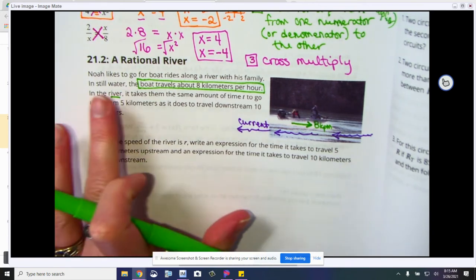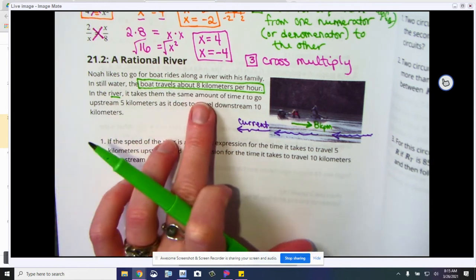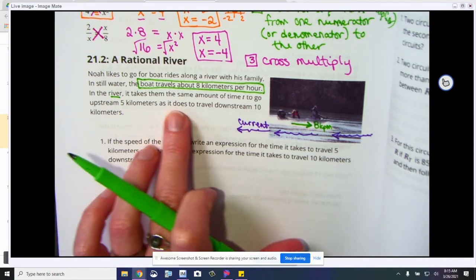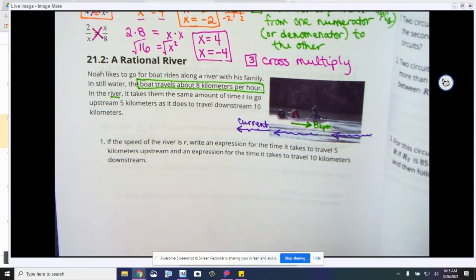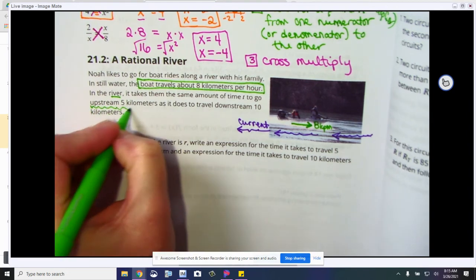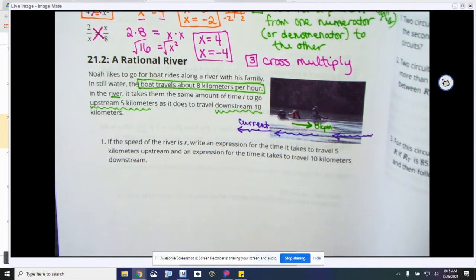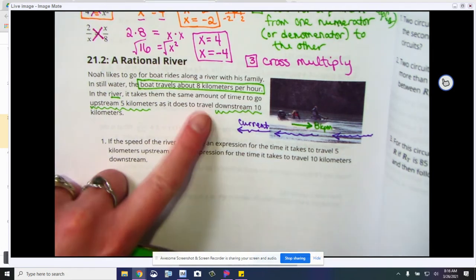So in the river, it takes them the same amount of time to go upstream 5 kilometers as it does to travel downstream 10 kilometers. Upstream 5 kilometers, downstream 10 kilometers. So it sounds like this is a problem dealing with distance, rate, and time. I have distances of 5 and 10 kilometers. I have a rate of 8 kilometers per hour, and they're telling me that it takes the same amount of time.